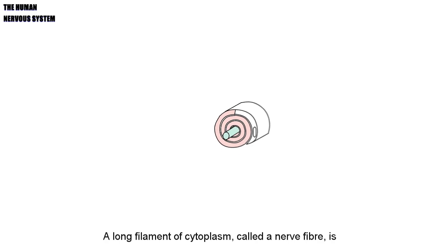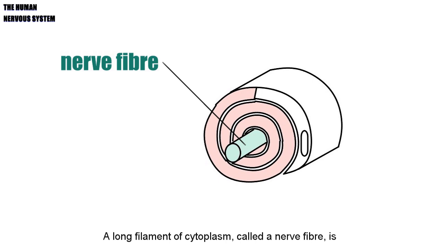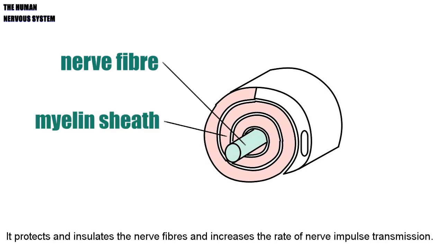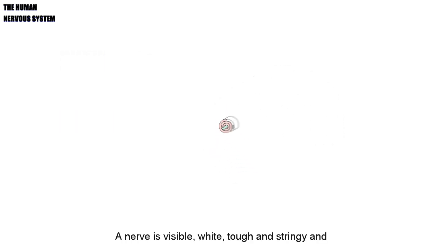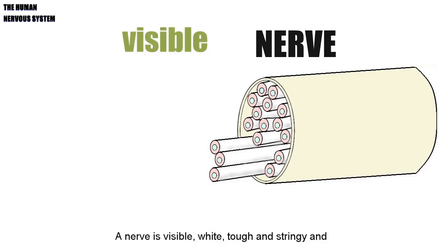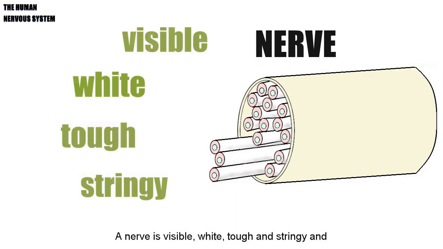A long filament of cytoplasm, called a nerve fiber, is surrounded by a fatty layer called the myelin sheath. It protects and insulates the nerve fibers and increases the rate of nerve impulse transmission. A nerve is visible, white, tough, and stringy, and consists of hundreds of nerve fibers bundled together.